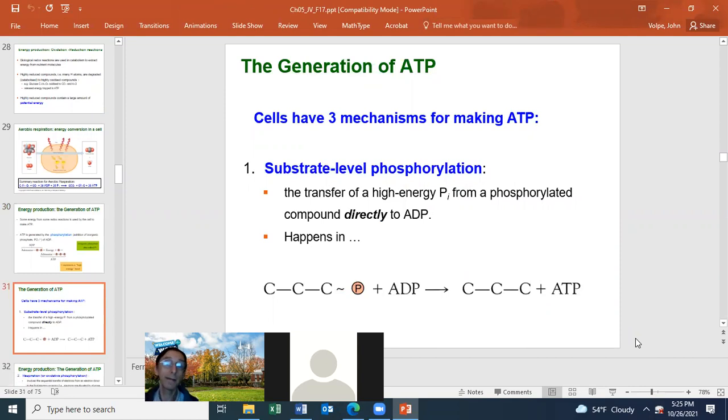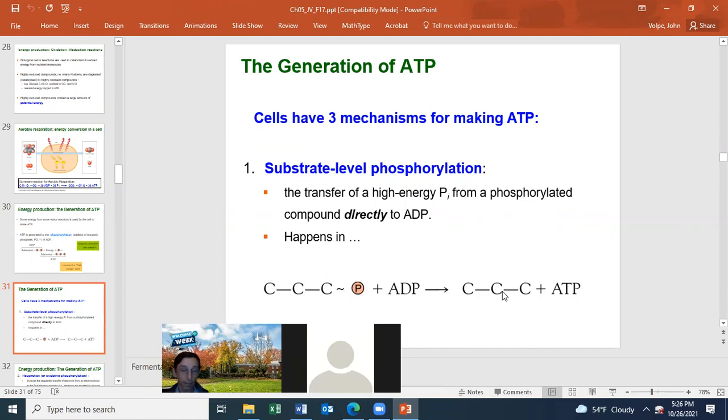Cells have 3 mechanisms for making ATP. The first is substrate level phosphorylation, where you can transfer phosphate from one molecule to ADP. And this is usually a high energy phosphate molecule, meaning there's a high energy in this bond. And you can transfer that phosphate to ADP, and then you get this other molecule, which we're only abbreviating with 3 carbons, and then ATP. Any question about any of that?